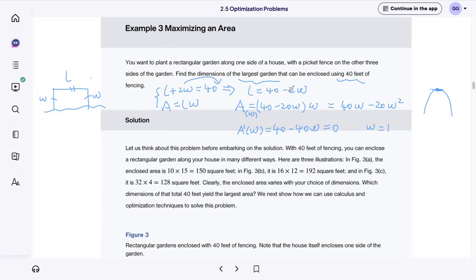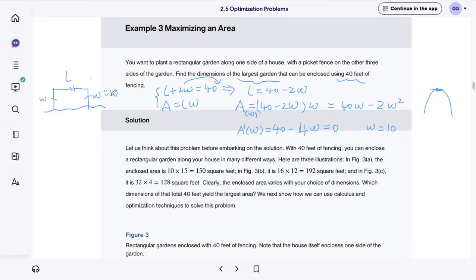Oh, hold on a second. It's 2W, not 20W. No wonder this answer looks weird. I have a typo here. That's 2W, not 20W. That's 2W squared. So this is 4W, not 40W. So W equals 10. Right? W equals 10 feet. So that's the width.